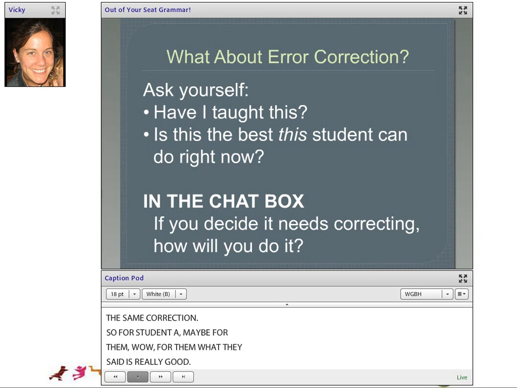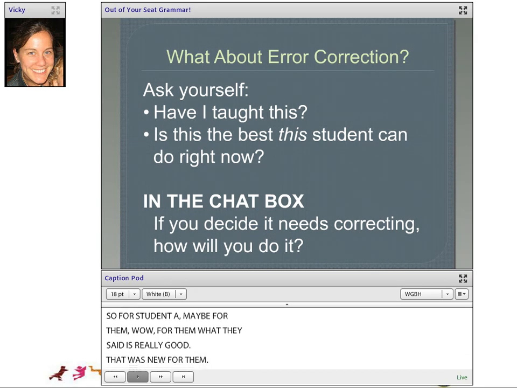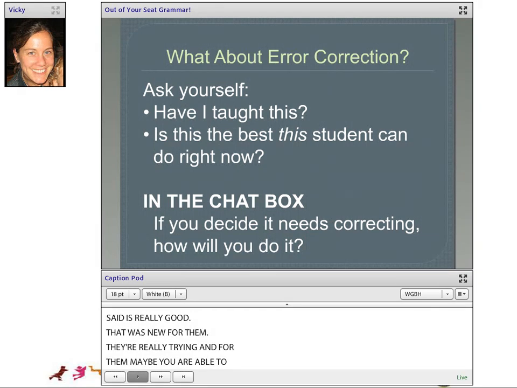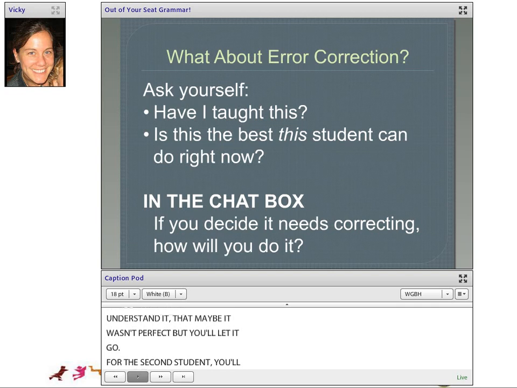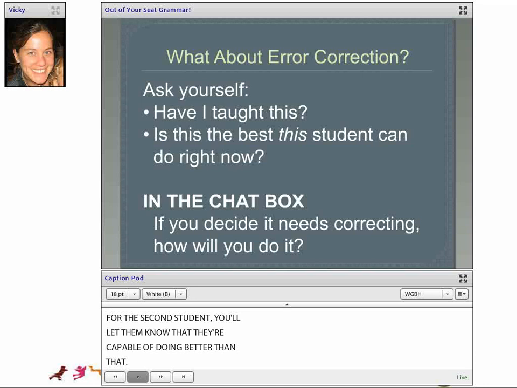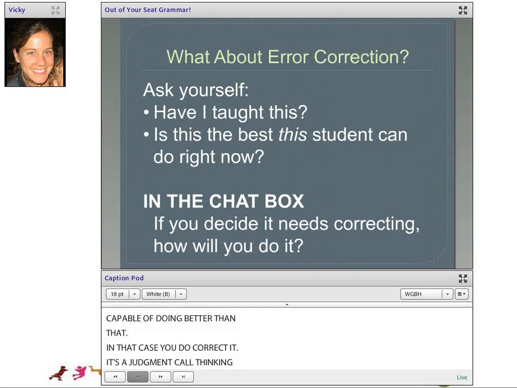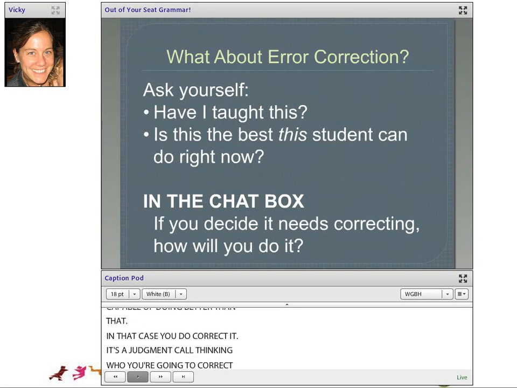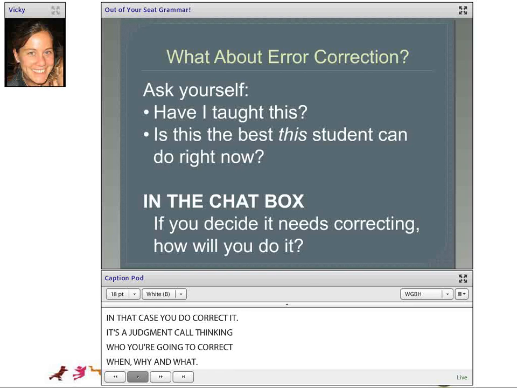for them maybe you were able to understand it, maybe it wasn't perfect, but you'll let it go in this case. For the second student, maybe you know that they are capable of doing better than that, and you know that they're capable of getting it right, and so in that case you would correct it. So it's always a judgment call, thinking about who you're going to correct, when, why, what. My simple answer for knowing if I'm going to correct something is asking myself, have I taught this before?